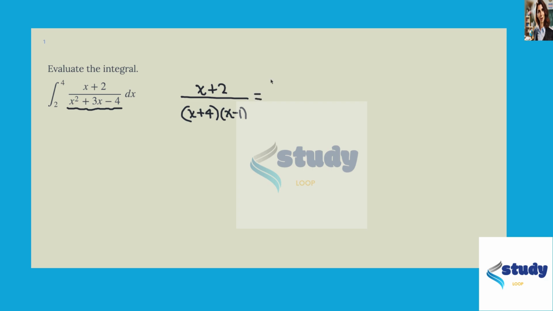And using what the author calls case 1 for partial fractions, this is when you have distinct linear factors in the denominator and they're not repeated, so both are to the first power. Put a 1 there. Then we have A over x plus 4 plus B over x minus 1.